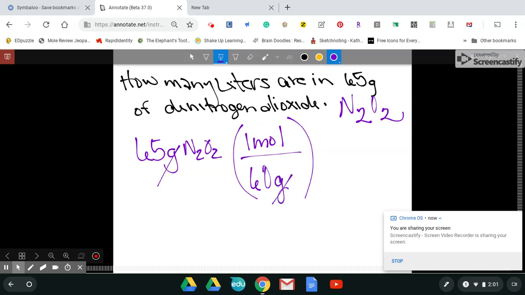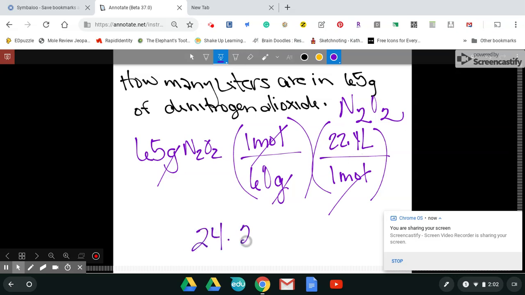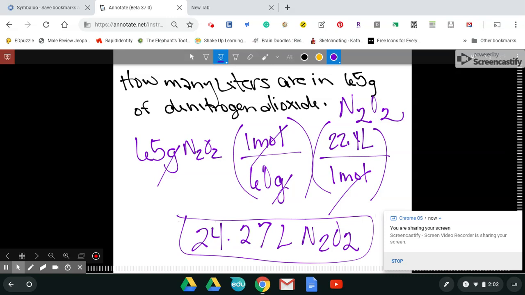All right. I'm in moles. I need to get to liters. So 1 mole equals 22.4 liters. So notice that moles are gone. So I take the 65 and I divide it by the 60. And then I multiply it by 22.4. And I'm going to get 24.27 liters of N2O2. So notice that this was a two-step problem.